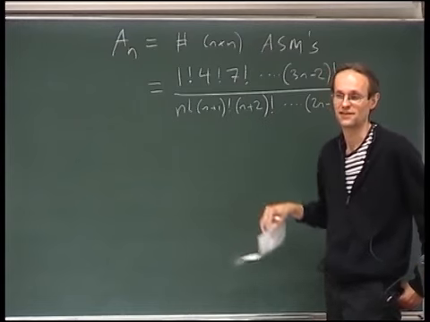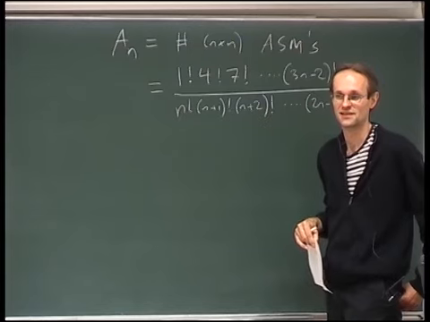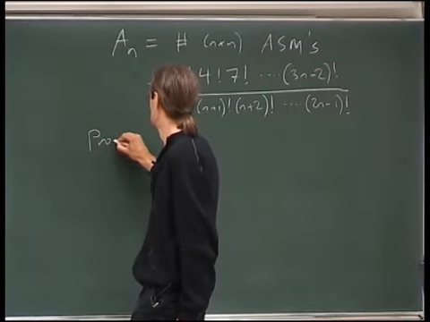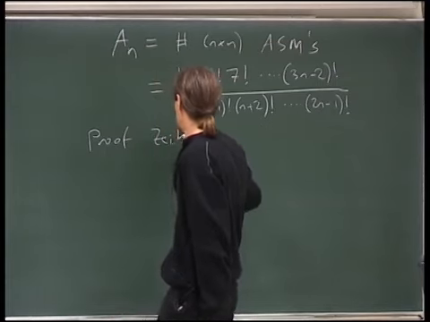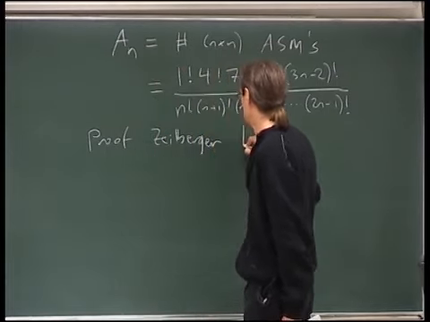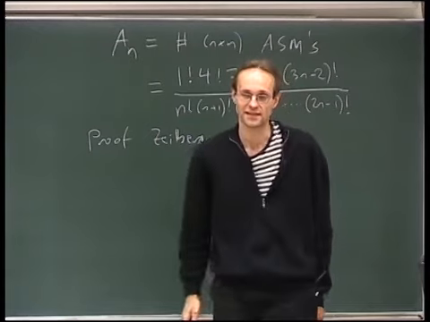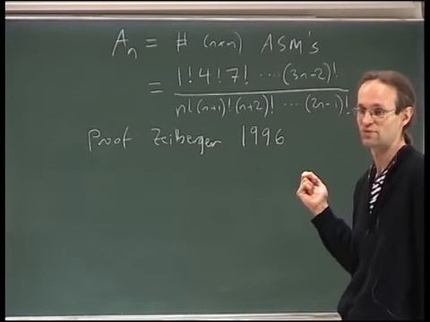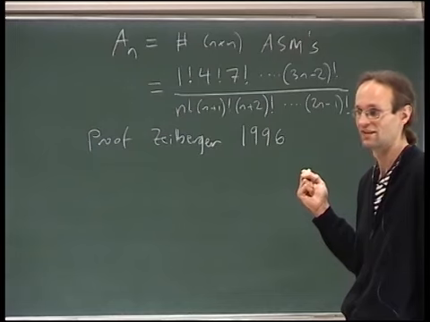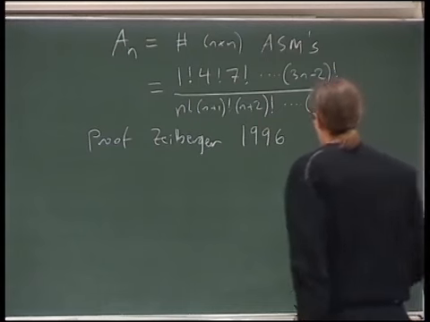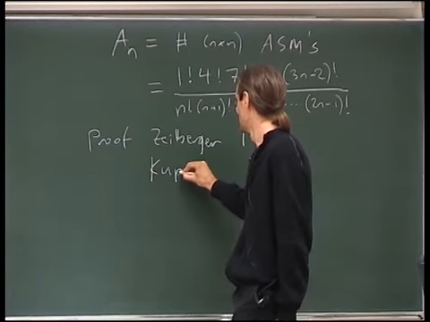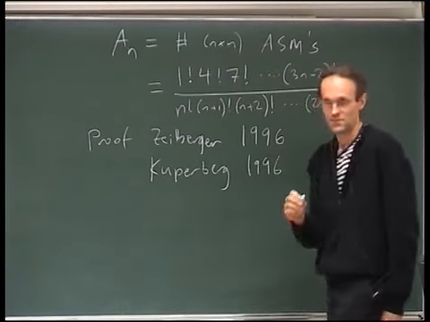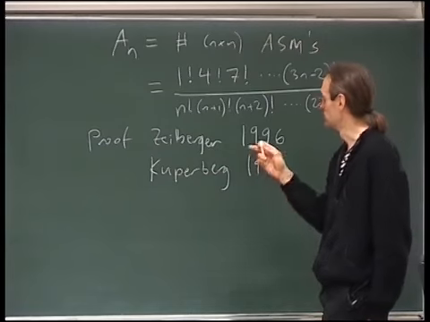And that turned out to be a really difficult conjecture to prove. And the first one to prove it was Zeilberger, in a paper that was published in 1996, so 13 years later. And Zeilberger's proof was really quite long and complicated. But very soon afterwards, Kuperberg, in a paper published the same year, found a short proof of this.